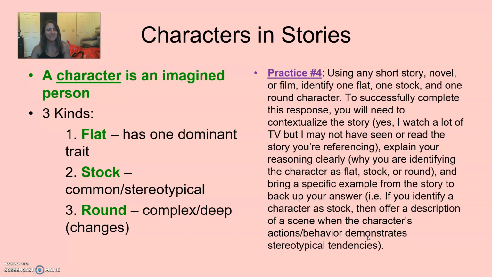So give your reasoning, give your explanation. Don't just list it, but also explain why you are listing that. So practice 4 should be an interesting one. You can select any character you want.